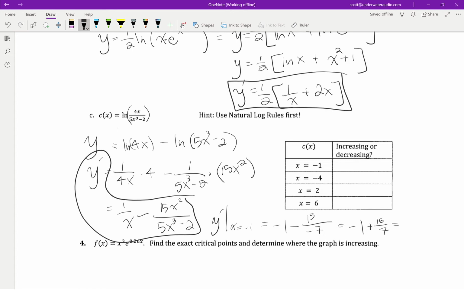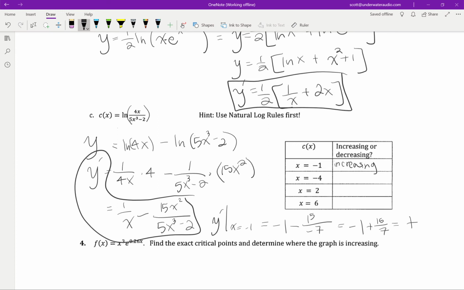-1 plus 15 divided by 7. Yeah, so I do end up with something positive. Means it's increasing.